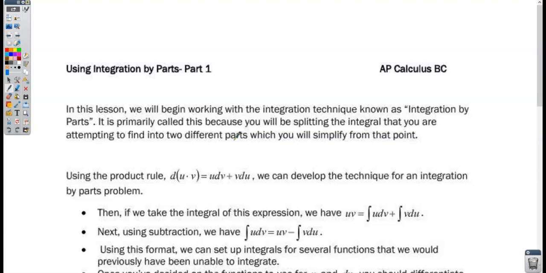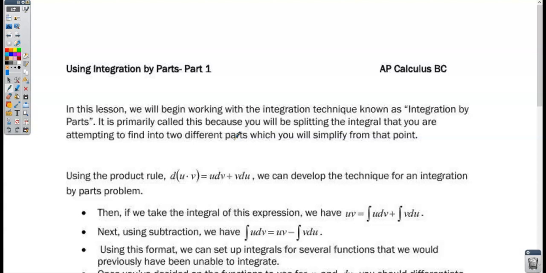In fact, integration by parts is even the technique that we use to integrate some fairly simple integrands that we've been unable to integrate up to this point: integrands related to natural logarithm functions or any kind of logarithm functions, and inverse trig functions. Those are things that up until now we have been unable to integrate, but using the technique of integration by parts, we will be able to.